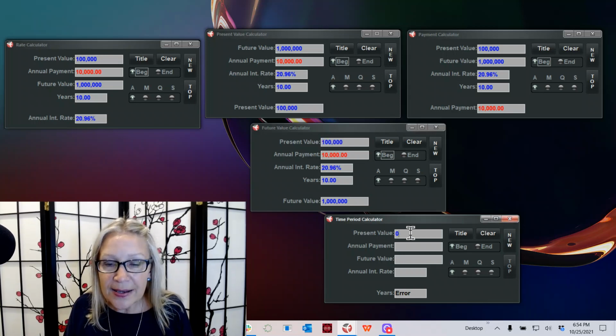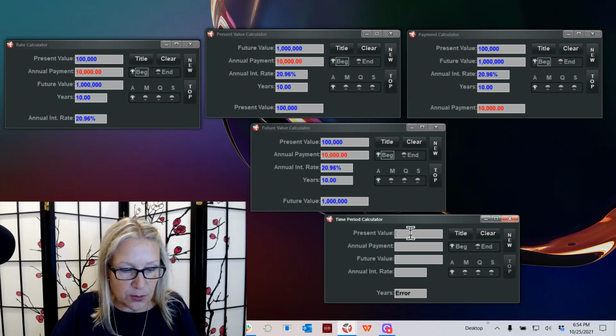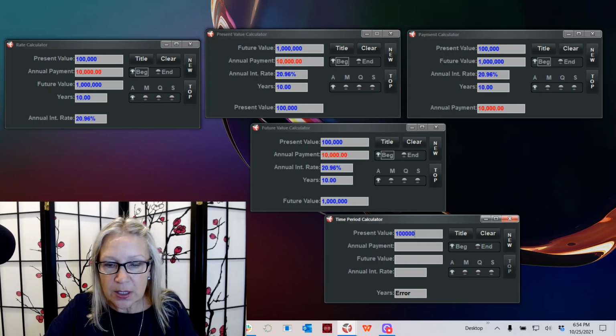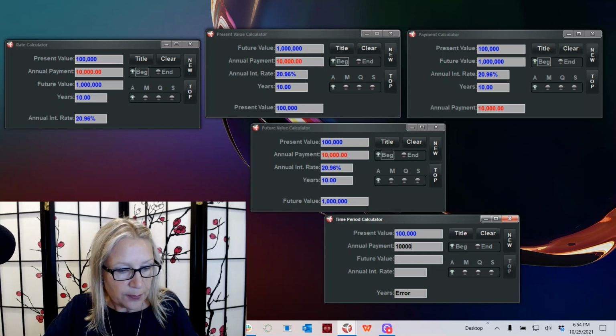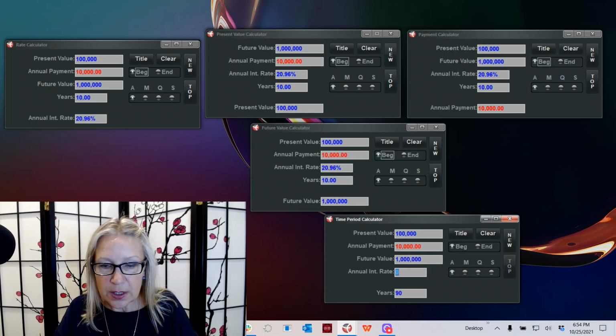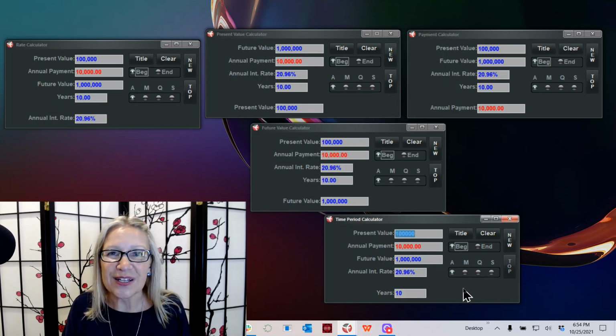And then the last one is the time. And so here we have our $100,000 as present value. We have our $10,000 as the payment and the future value at $1 million, and the interest rate again with all of its decimal places, and the years equal 10.